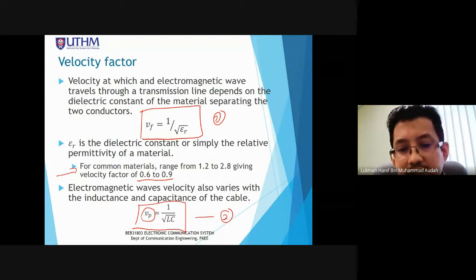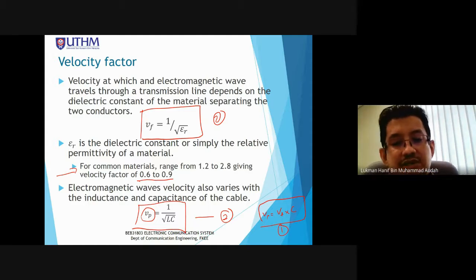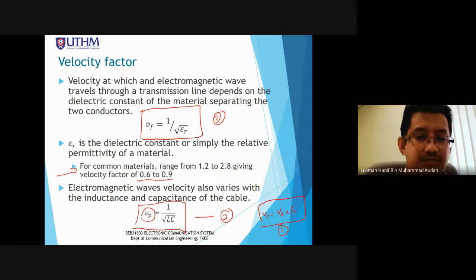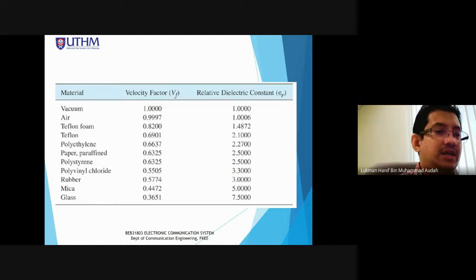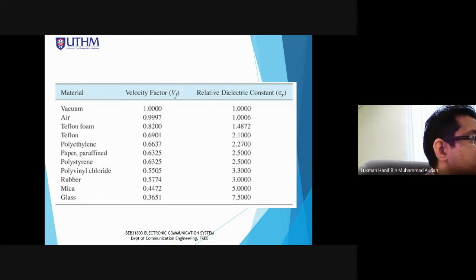Tadi kita dah lihat VP equal to VF multiplied with C. Ini kita dah lihat yang pertama tadi. Okay, so sama ada velocity factor darabkan dengan C, speed of light, ataupun 1 over square root of L multiplied with C. Okay, dan ini adalah table yang menunjukkan perbezaan antara VF dan juga epsilon R.